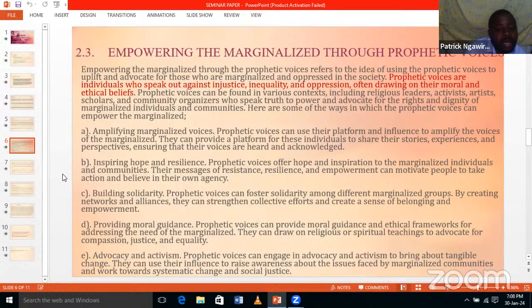So prophetic voices can engage in advocacy and activism to bring about tangible change. They can use their influence to raise awareness about the issues faced by marginalized communities and work towards systematic change and social justice.